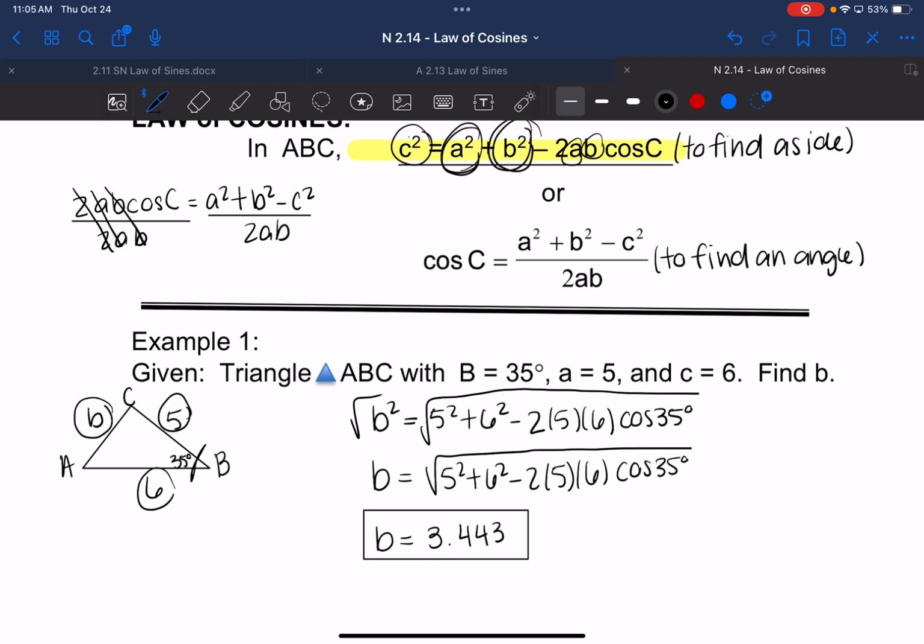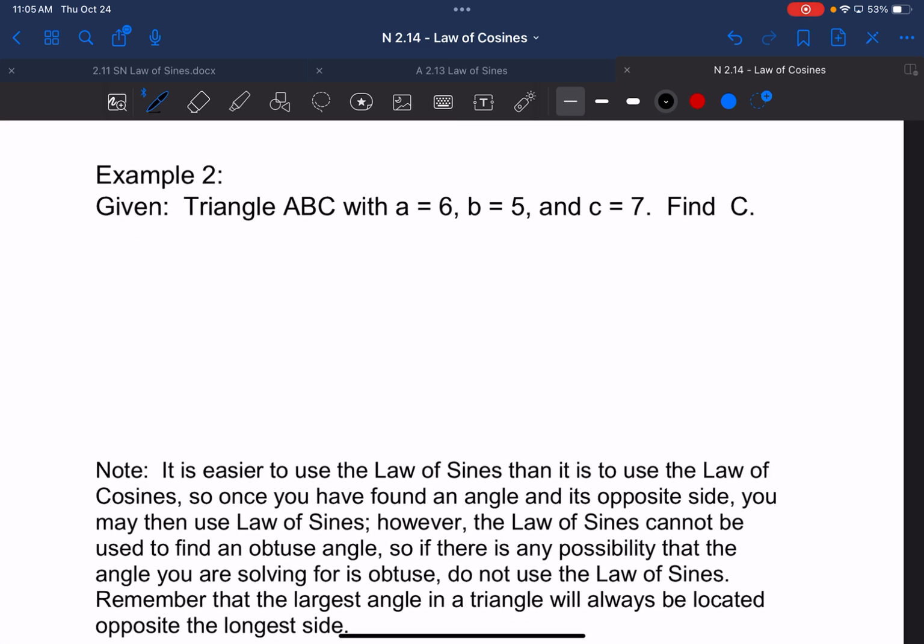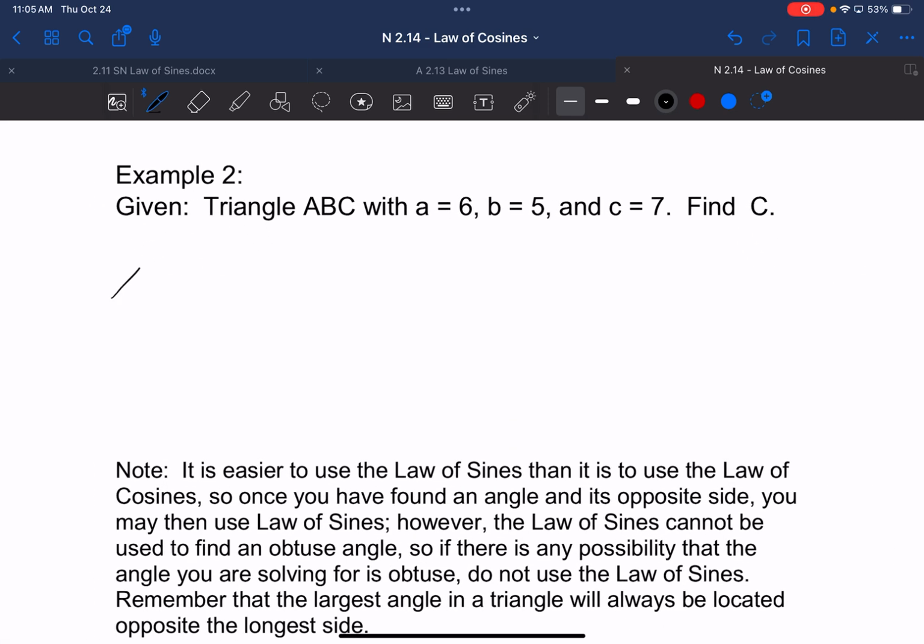All right, so example 2 says, given triangle ABC, so again, I'm going to draw myself a triangle and label my vertices A, B, and C. And they tell us that side A has a length of 6, side B a length of 5, and side C a length of 7. And they say find capital C. So what am I looking for this time? Angle. An angle. Okay, so I'm looking to find angle C. So that would be the second formula from our front page, right?